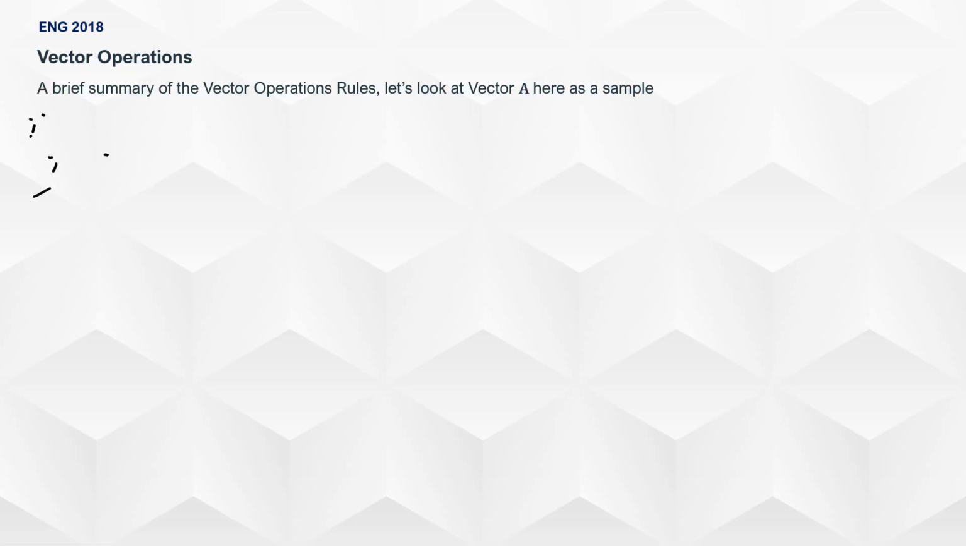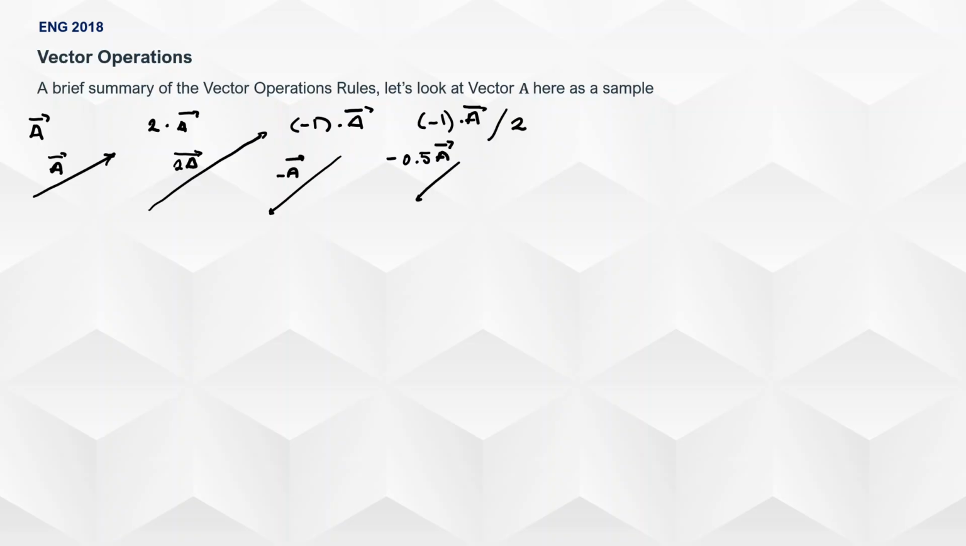Okay, for vector operations, say we have a vector A here. If you multiply a vector, you increase the size of its arrow, or its body, graphically. So it will be 2A. If you multiply by a negative number, you simply reverse its direction. If you divide it by half, you simply halve the size of its magnitude, and it still keeps the same direction.